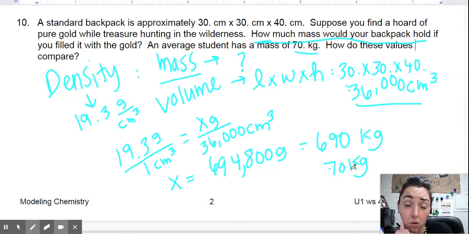It turns out that that gold backpack is actually 10 times heavier than the average student. So if you filled your backpack with gold, I don't know that you'd be able to take it very far. You'd really be dragging it behind you because gold is extremely dense, and it turns out much, much more dense than what a student might be, because you are much larger than a backpack, and you would still weigh 10 times less than that backpack full of gold. So there you go, a little fun application and also a little bit of math.